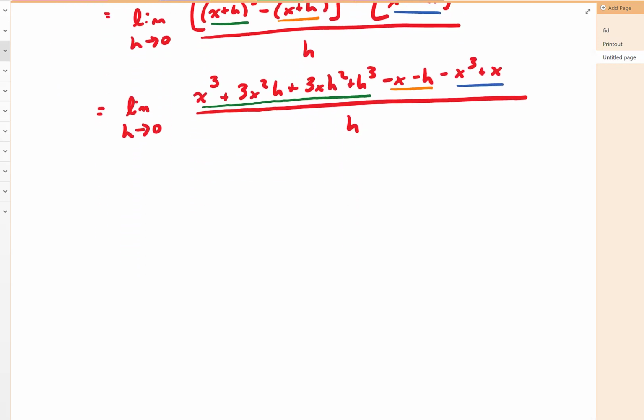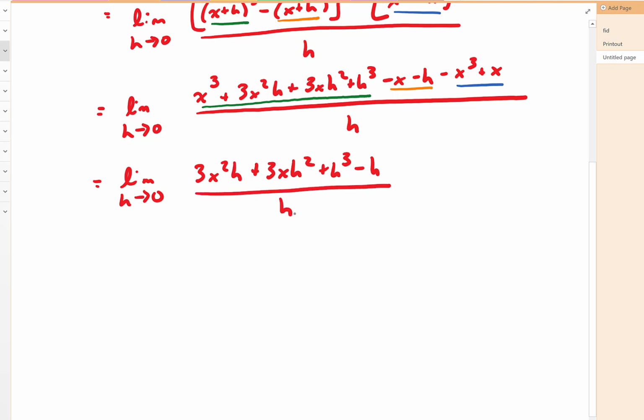So as we suspected, things are looking pretty good. In this case, notice that the x cubed terms cancel. So I've got a 3x squared h. Notice that term doesn't cancel, so we have 3x h squared plus h cubed. We have an x term that cancels with this, so we get minus x minus h all over h. So that's what happens when you cancel out the terms. All I'm doing there is simplifying.